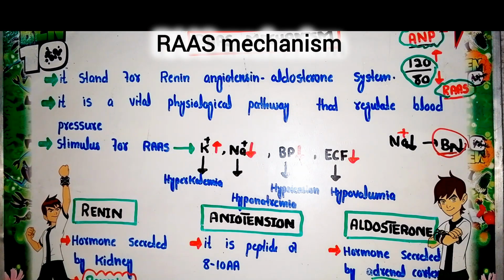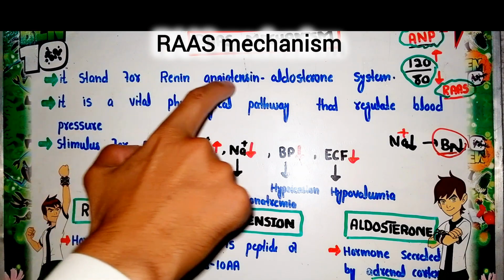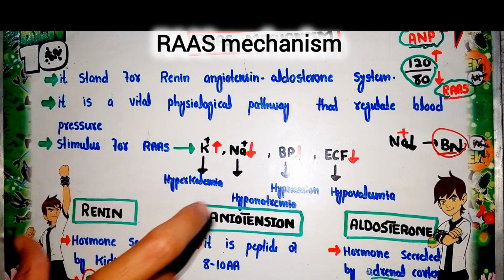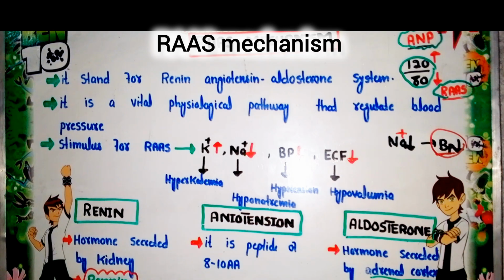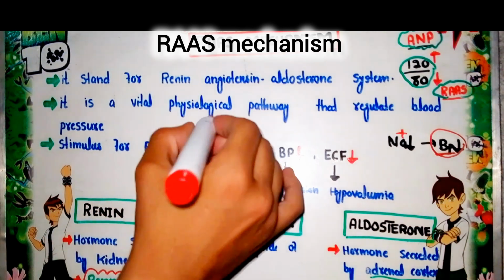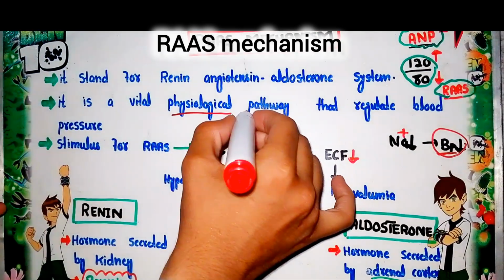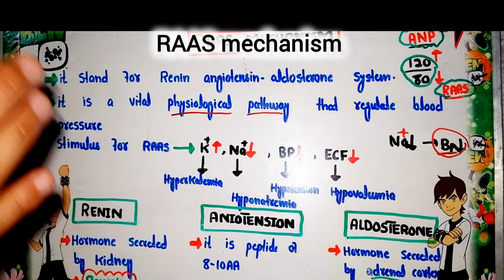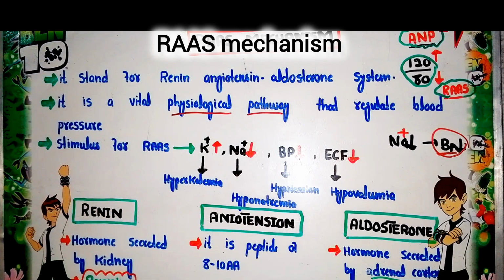RAAS stands for renin, angiotensin, aldosterone system. Now what is the proper definition of the RAAS mechanism? It is a physiological pathway in which regulation of the blood pressure occurs. One of the main purposes of the RAAS system is to regulate or maintain the blood pressure that drops due to the low concentration of sodium ion.